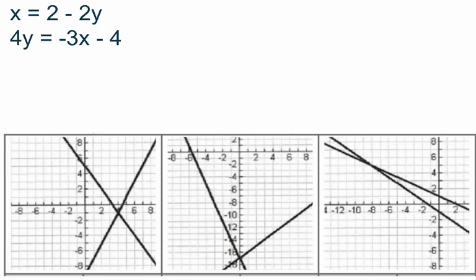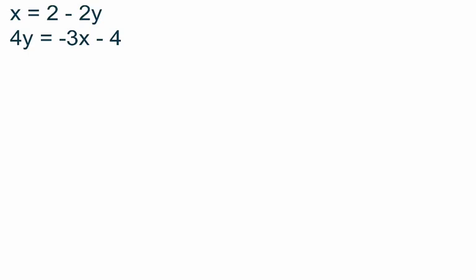And these are the three choice graphs we're going to have. So we're going to solve and put these in slope-intercept form, and then we're going to figure out which of these three graphs, either 1, 2, or 3, matches the system of equations that we have. Okay, so let's get rid of that. So here's what we're going to do. We're going to make sure that these are in the right form. So we want these in slope-intercept, which is y equals mx plus b.